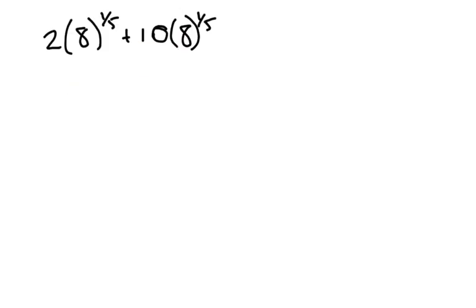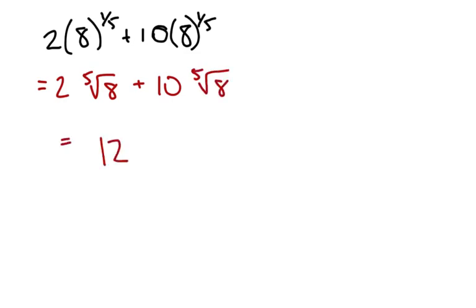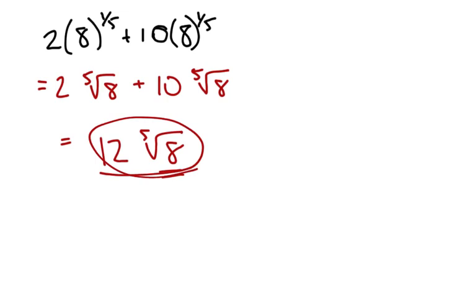So even here, when we have 8 to the 1/5, remember 8 to the 1/5 is the 5th root of 8. And I got 10 more 5th root of 8's. So when we combine them all together, there's 12 of the 5th root of 8's. We don't mess with that 8 at all. We just leave it alone. And so our solution just tells us how many of the roots we have.